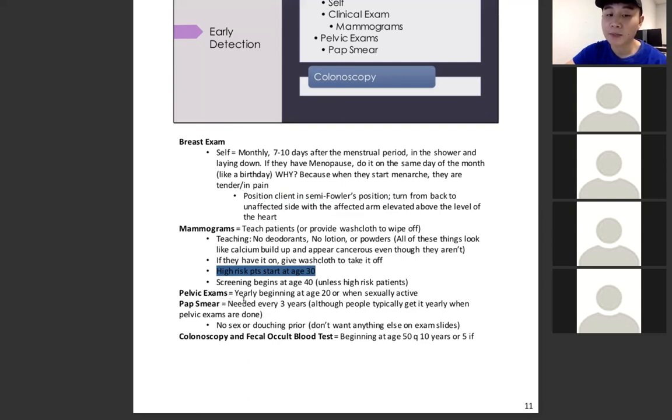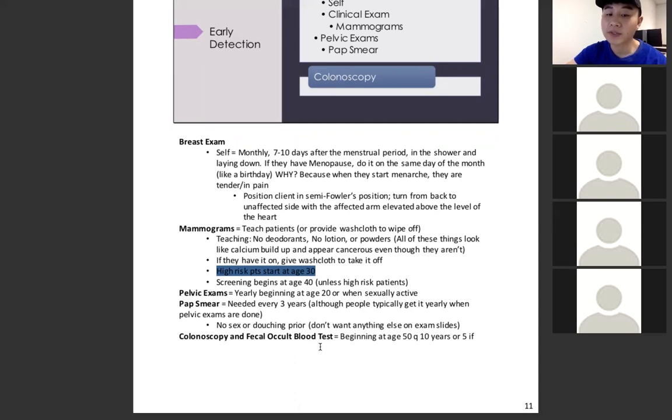Then pelvic exam yearly beginning at 20 years old or when sexually active. Pap smear, we need to do it every 3 years, although people typically get it yearly when pelvic exams are done. No sex or douching prior to the pelvic exam or pap smear. Don't want anything else on the exam slide.